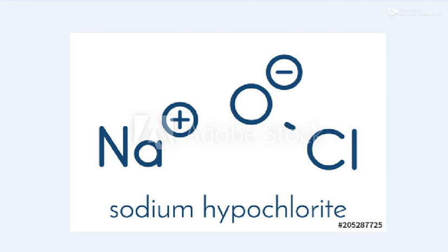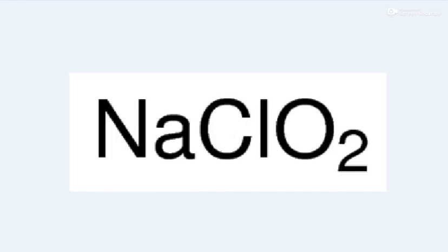Let's see another rule. You remember that if the number of oxygen atoms in the compound is less than 2, then you add the prefix hypo. See here the formula is NaClO, that means the number of oxygen is 1, so it is less than 2, so you will add the prefix hypo. The name is sodium hypochlorite, NaClO. Then another rule is, if the number of oxygen in the compound is equal to 2, then you will add the suffix ITE.